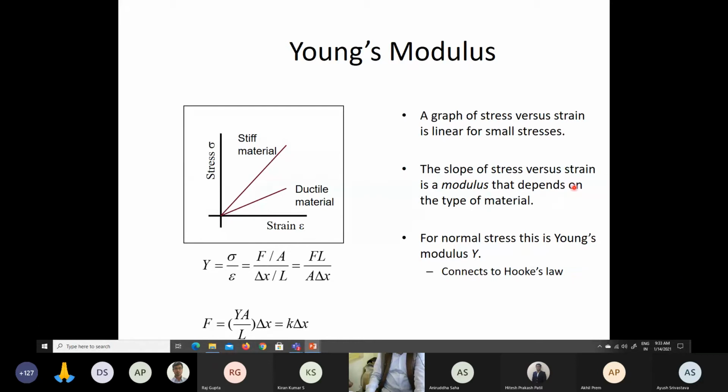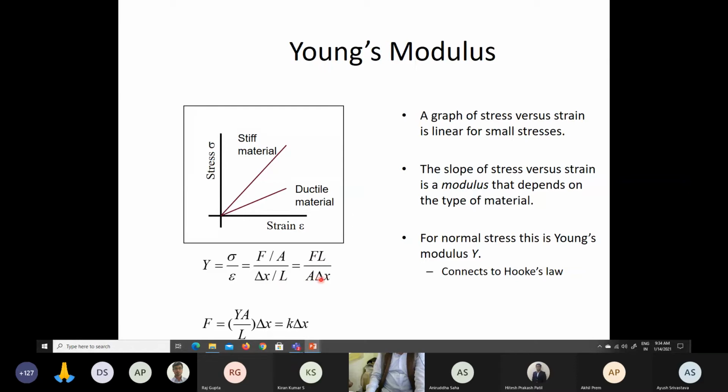The slope of the stress versus strain is the modulus that depends on the type of material. So a material is characterized by Young's modulus. According to Hooke's law, the stress is proportional to strain and the proportionality constant is the Young's modulus. Mathematically you can define it like this: F by A is stress and delta X by L is strain.